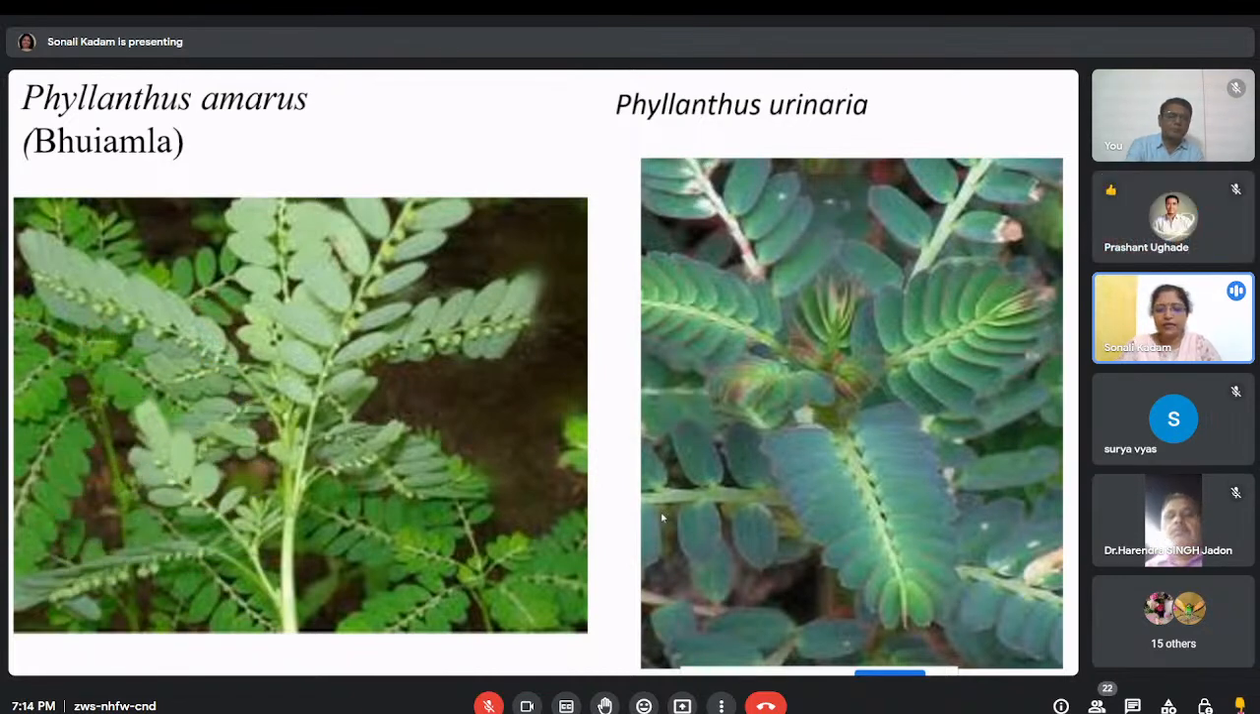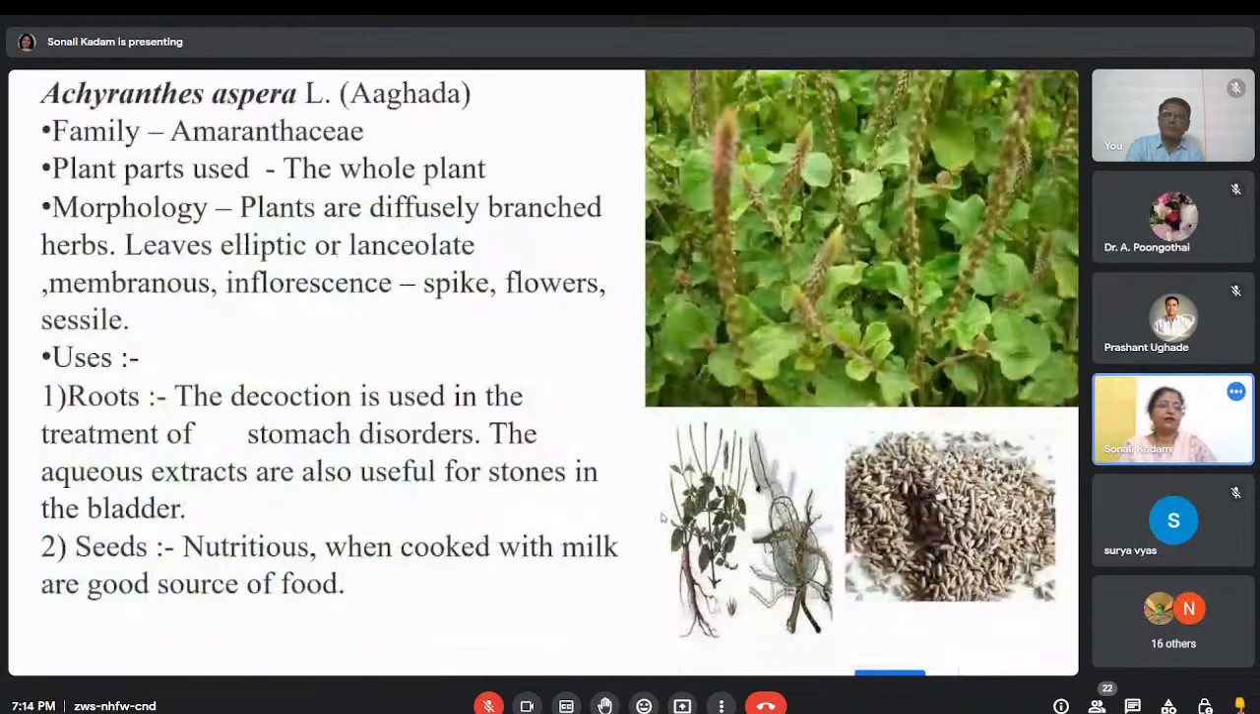Okay, so these are the plants where adulterations can be seen. So be careful when I'm talking about the plants. Be careful that you are dealing with the plants which I'm talking about. There should not be any adulteration.